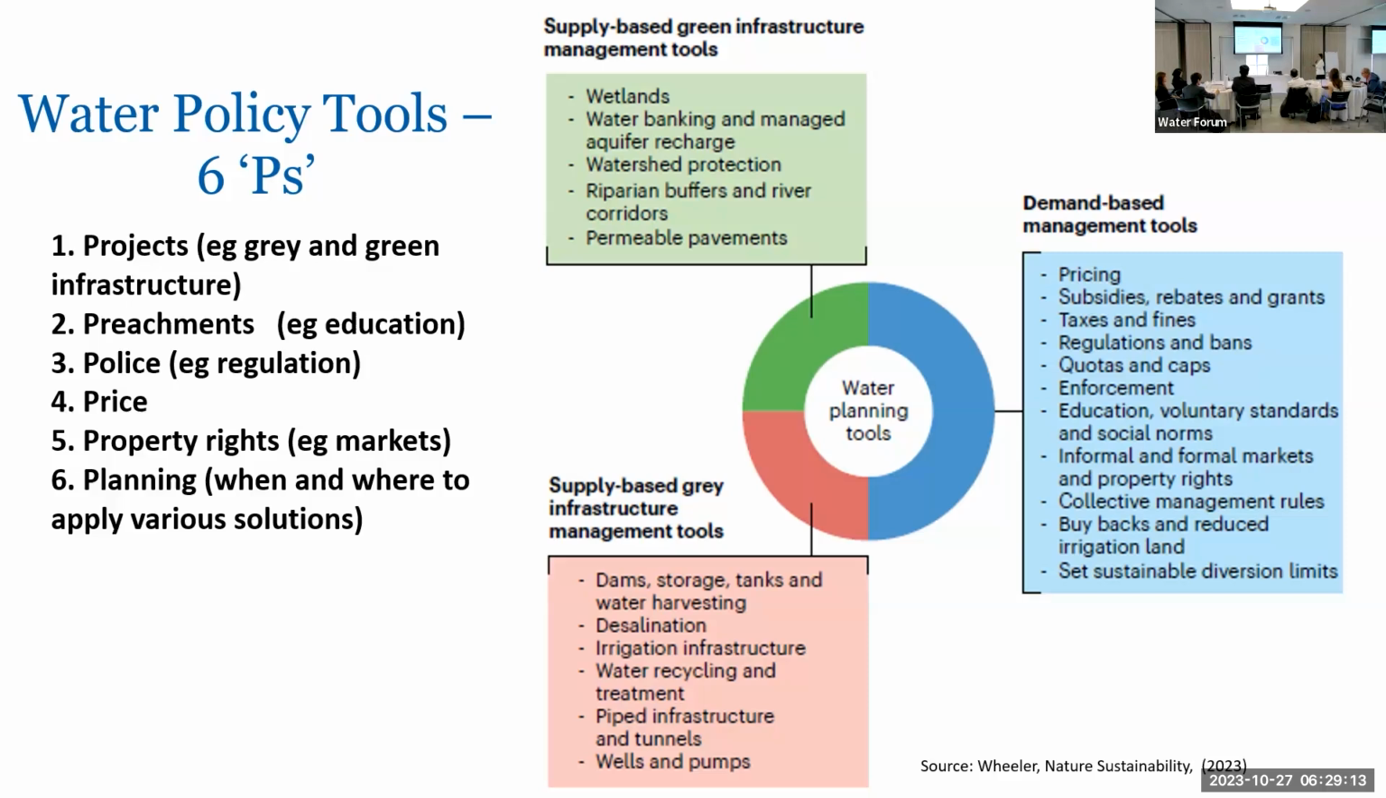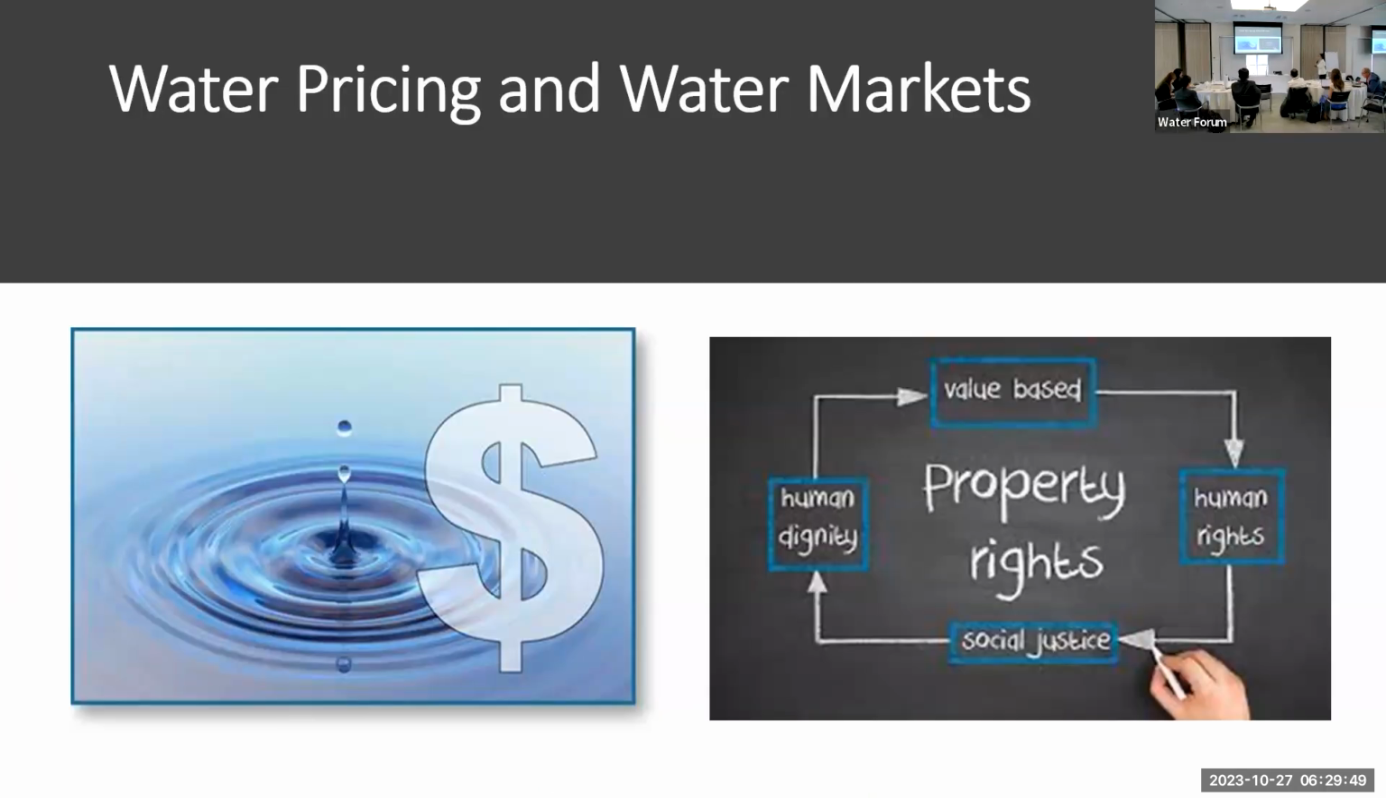And the final thing that we have to do, because there is no silver bullet, is planning. Planning is where and when we implement all these different things. At what scale are we going to put a new supply side dam in? At what scale do we put demand regulations in? And these things can vary over time. So this talk is going to focus on the economic incentives, namely pricing and water markets, because unless the economists are in the room, they tend to be ignored quite a lot. So we're going to talk about some of the issues associated with pricing and markets.